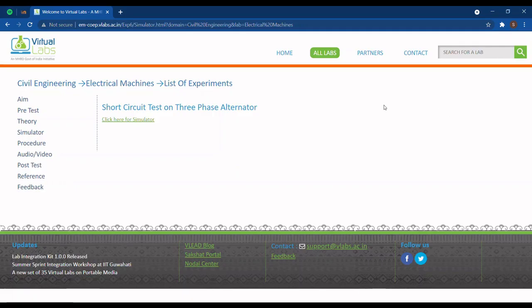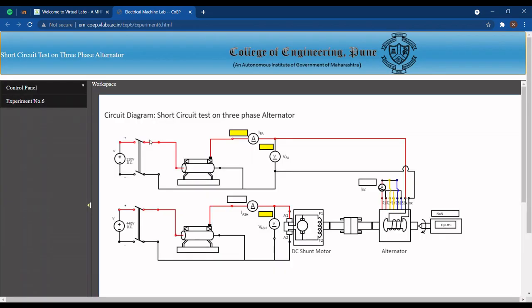Now I will be demonstrating how to perform the short circuit test on a 3-phase alternator in this virtual laboratory. This is the circuit diagram for the short circuit test on a 3-phase alternator. The circuit connections are all the same, but there is only one difference. In the open circuit test, all the stator terminals are open circuited and a moving iron voltmeter is connected to measure the line voltage of the alternator. But in the short circuit test, all the stator terminals are short circuited and a moving iron ammeter is connected to measure the short circuit current.